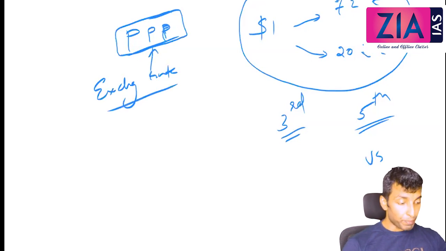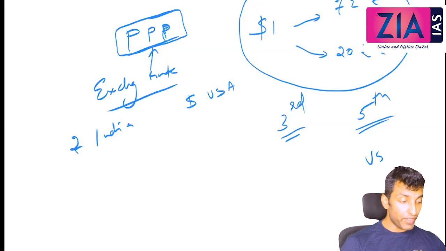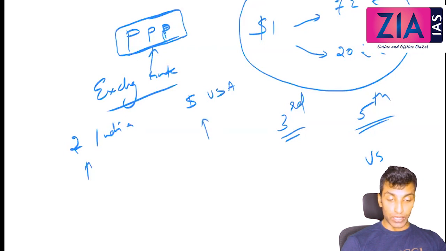So here the purchasing power of the rupee in India and the purchasing power of the dollar in US is what we are trying to understand, and we are going to make a comparison. So here it is again based on demand and supply only. So what the rupee can buy in India as compared to the dollar in US. So that is what purchasing power is.